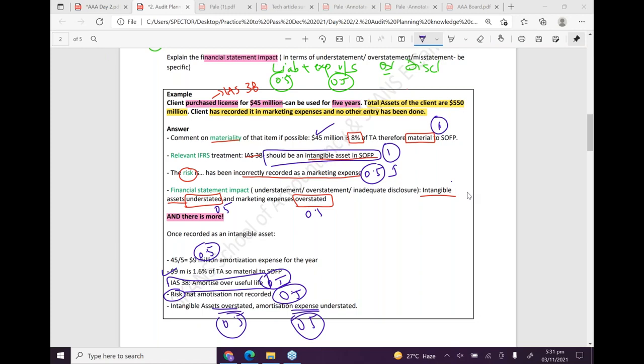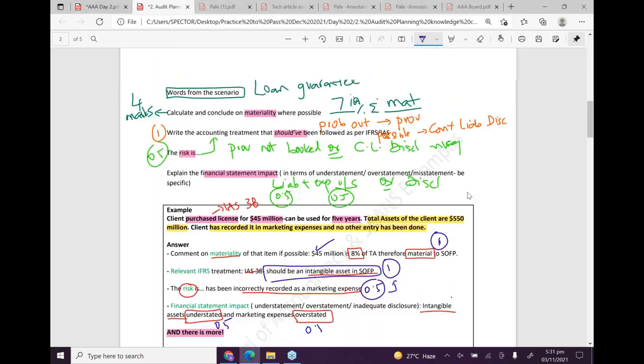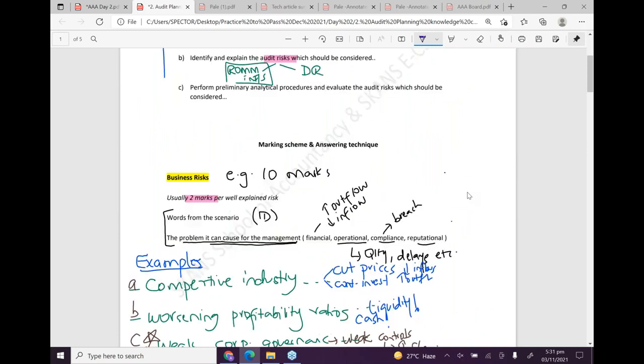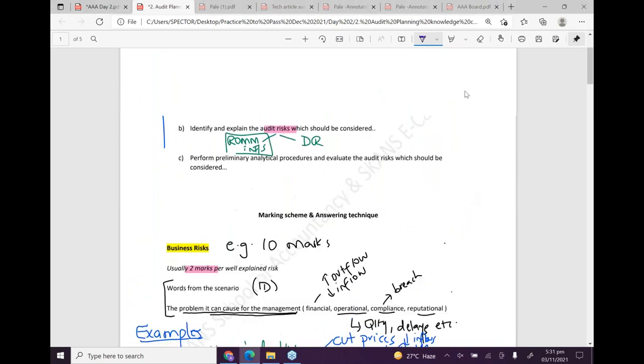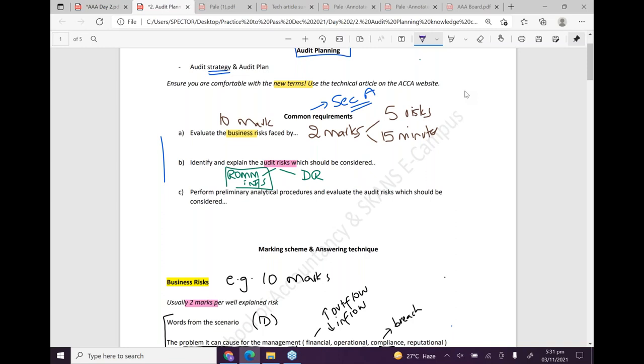So if I scroll back up, I've now covered the second part as well, which is the technique that you have to follow for risk of material misstatement. There is no technique for detection risk. You can get 2 marks per well-explained detection risk. If it's a new audit client, if you have to rely on the work of a service organization, or on the work of a competent auditor, all of these will lead to high detection risk.